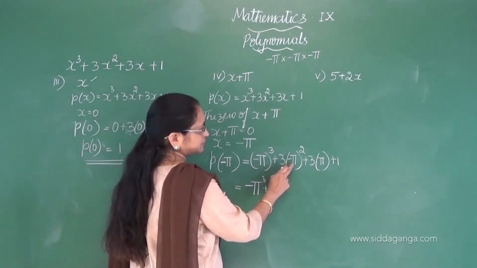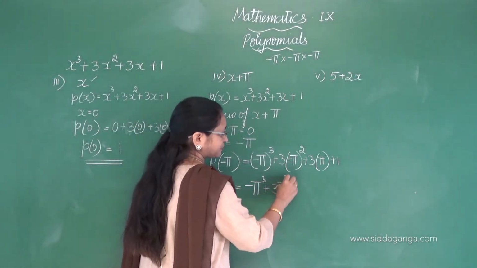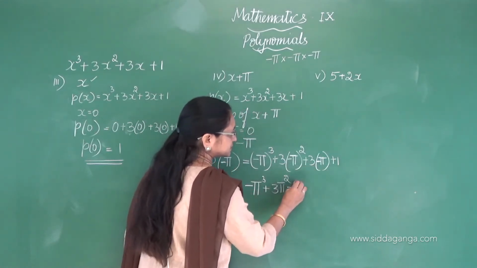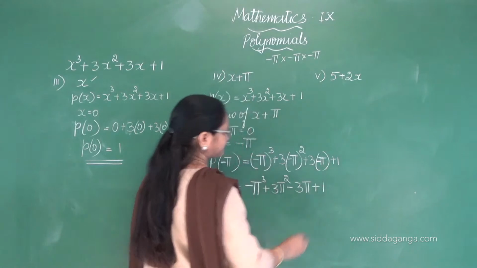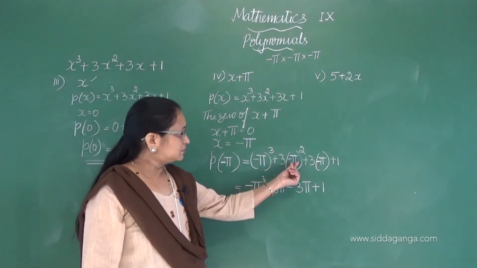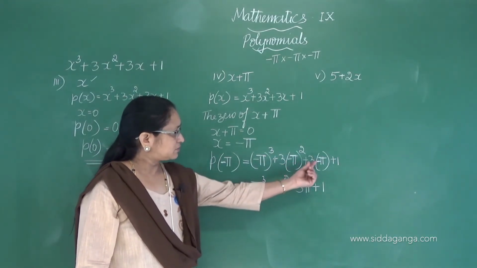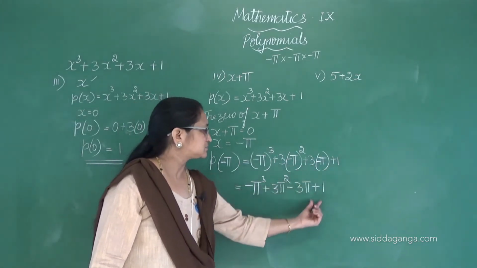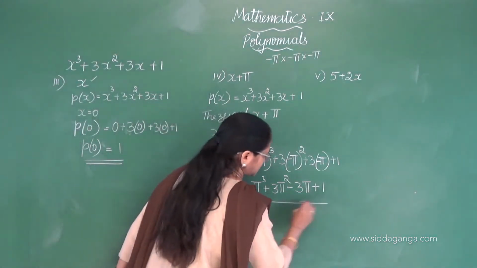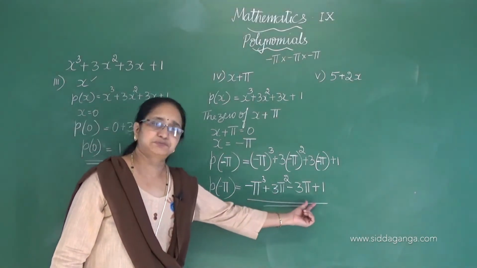Plus, because minus pi into minus pi will become plus pi square. So this will become 3 pi square, and here it should be minus, so plus into minus, minus 3 pi, plus 1. See here, this is minus pi cube, then minus pi whole square is pi square into 3 is 3 pi square, here plus into minus, minus 3 pi plus 1. So this is p of minus pi. Now this is the answer, because you cannot add or subtract, since these are unlike terms. You should be careful with that.